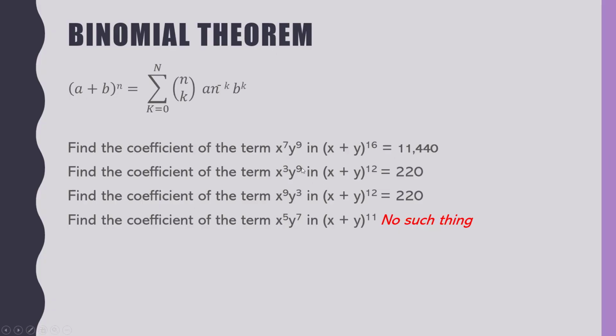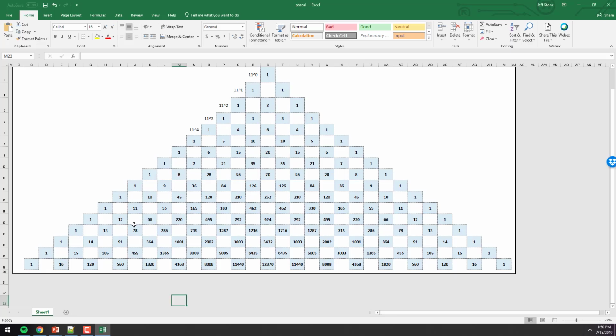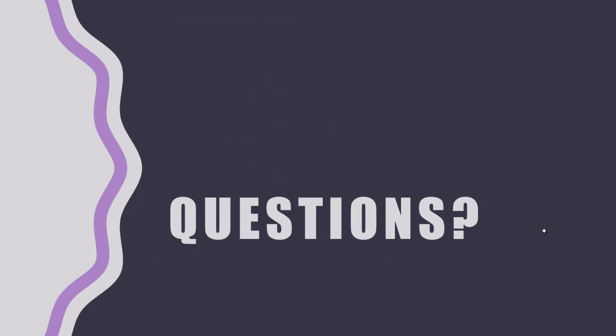So looking back here, if we were to look at this one, 3 and 9, right? That was a total of 12. We're looking on the 12th row. We're looking right here, and we're looking at 12 choose 0, 1, 2, 3. Same thing with the 7 and the 9. I look at the 16th row here, and it's choose 0, 1, 2, 3, 4, 5, 6, 7. And that's your answer right there. Okay? Questions about anything we covered today?